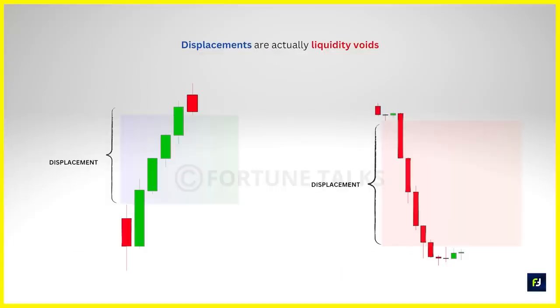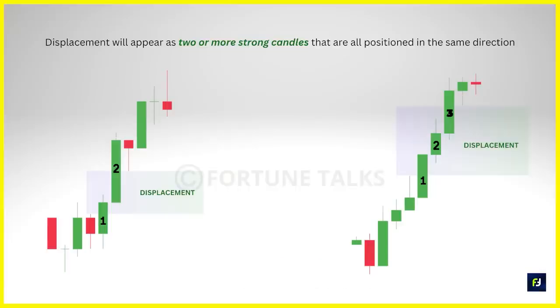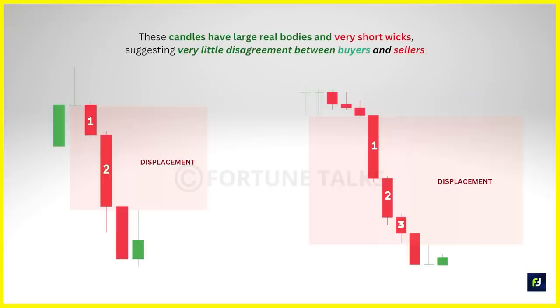In this definition, what you have missed is the term displacement. Displacements are nothing but liquidity voids. So displacement in short is a very powerful move in price action resulting in strong selling or buying pressure. Generally speaking, displacement will appear as 2 or more strong candles that are all positioned in the same direction. These candles typically have large real bodies and very short wicks, suggesting very little disagreement between buyers and sellers. Or in other words, there exists an inefficiency in prices.